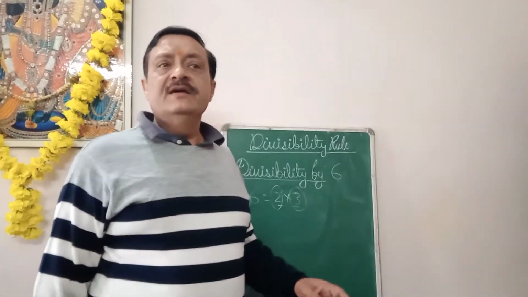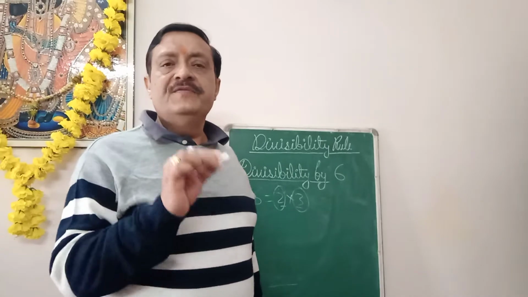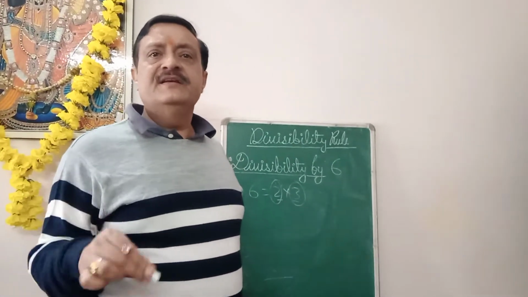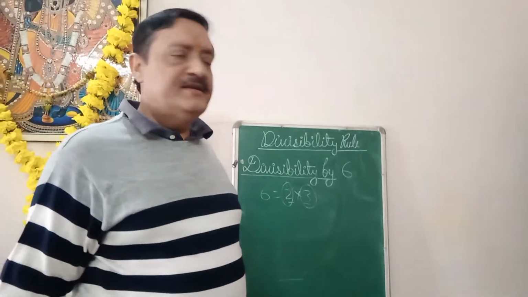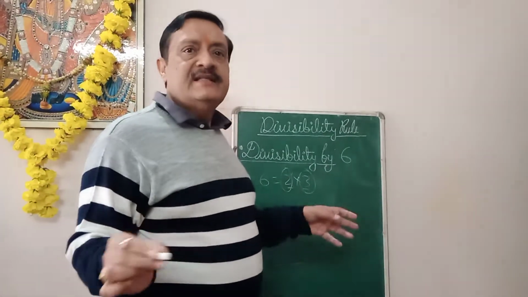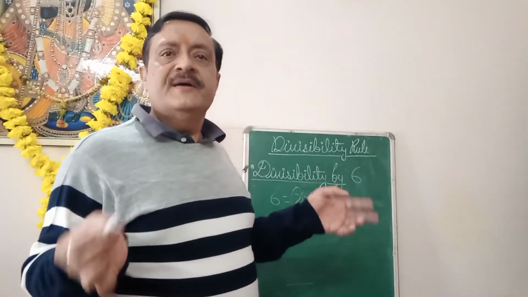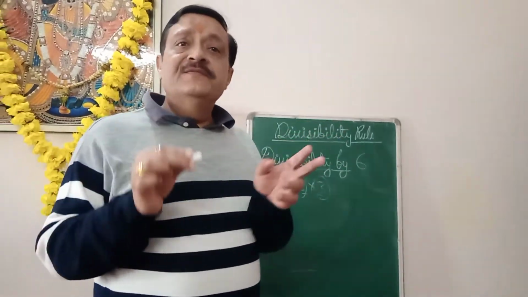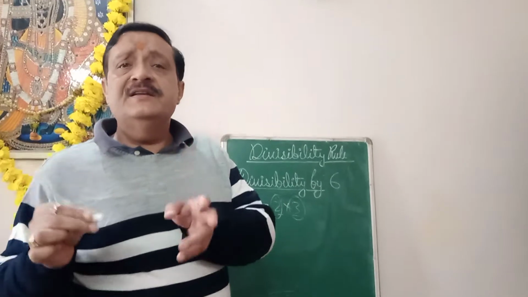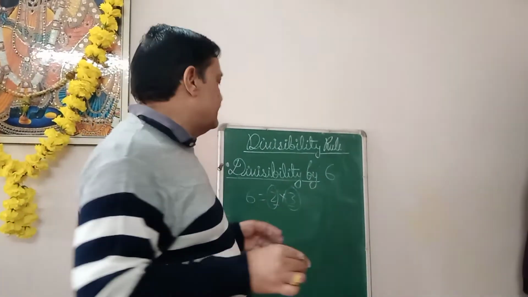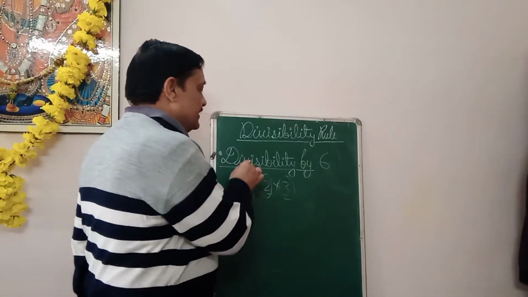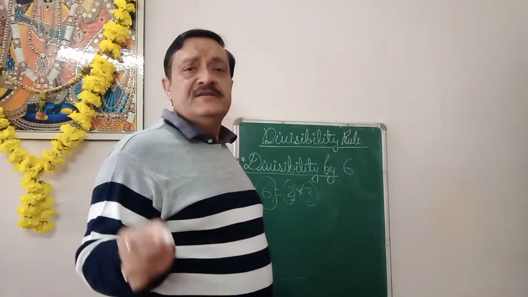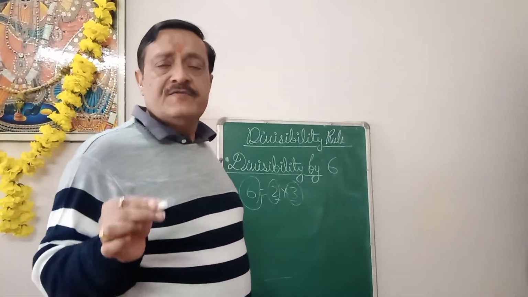And for knowing the divisibility by 3, we will add up the digits of the number, and if the number so obtained is divisible by 3, then we say that the number is divisible by 3. So we will check that number for divisibility by 2 and divisibility by 3. If divisibility by 2 and divisibility by 3 is satisfied, then we will say that that number is divisible by 6. So for knowing the divisibility by 6, what we do?